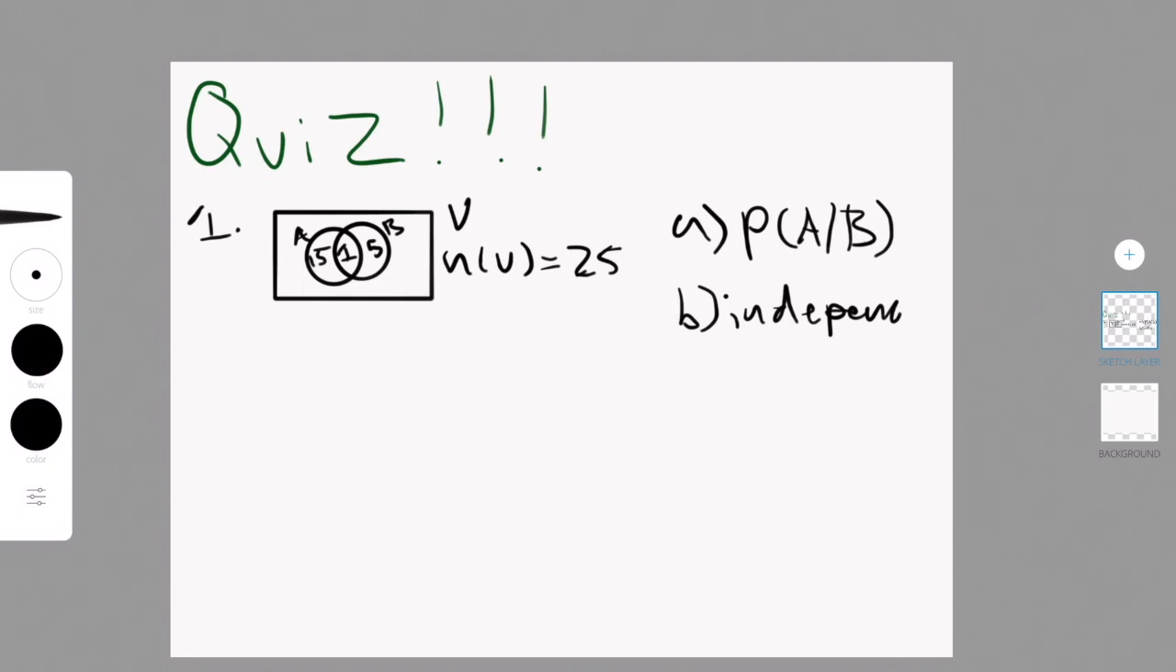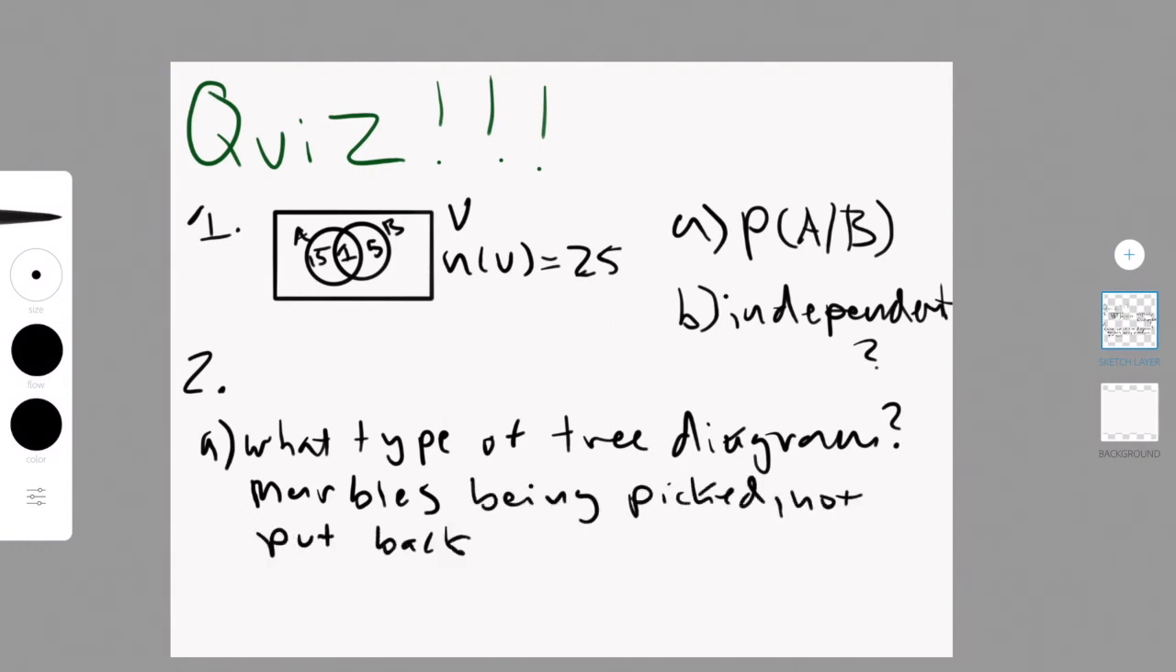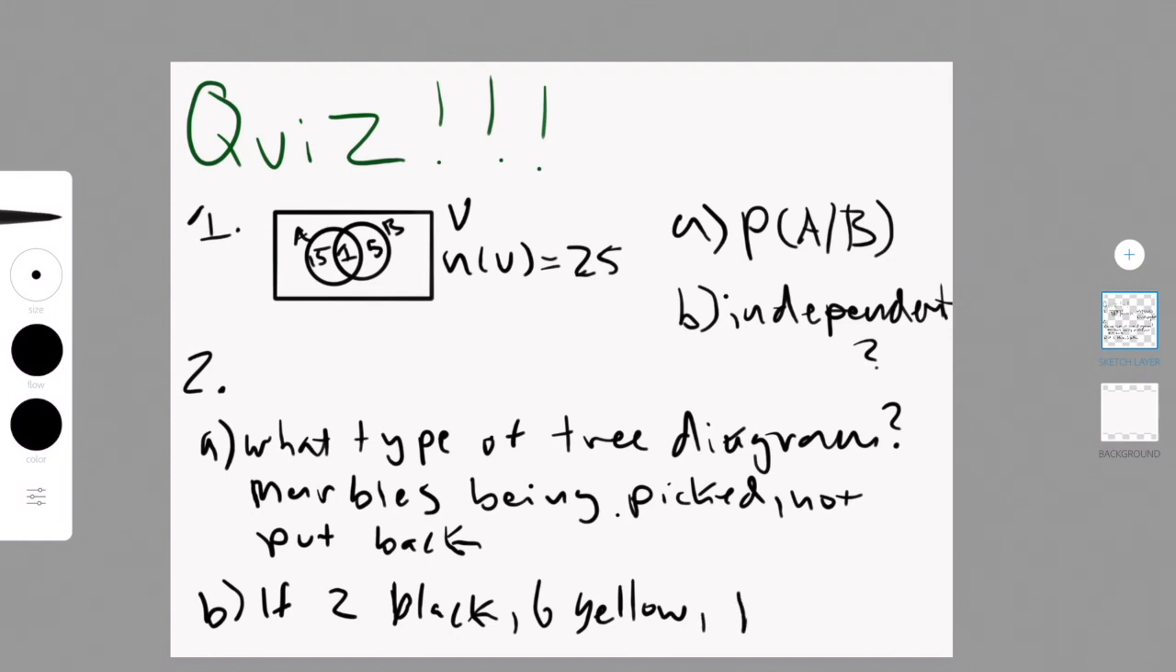Now, for question 2, you have to find what type of tree diagram this would be, for the marbles being picked but not put back. So you have a bag of marbles and you pick them, but you don't put them back. Now, the second question is if you have 2 black marbles in the bag and 6 yellow marbles, and it's not put back, what would be the probability of picking a black marble, and then a black marble, and then a yellow marble? Now pause and come back when you have the answers, or what you think are the answers, and we'll go through it together.